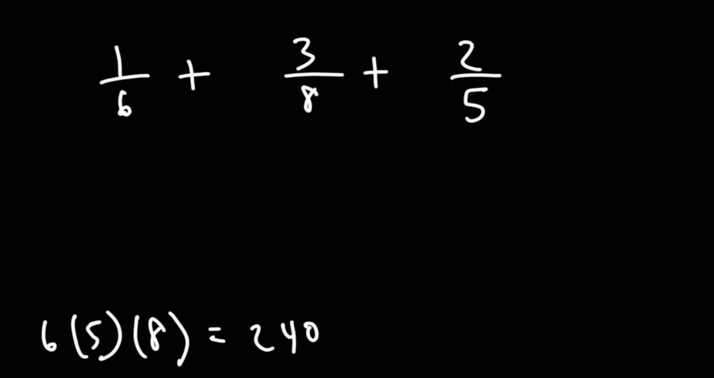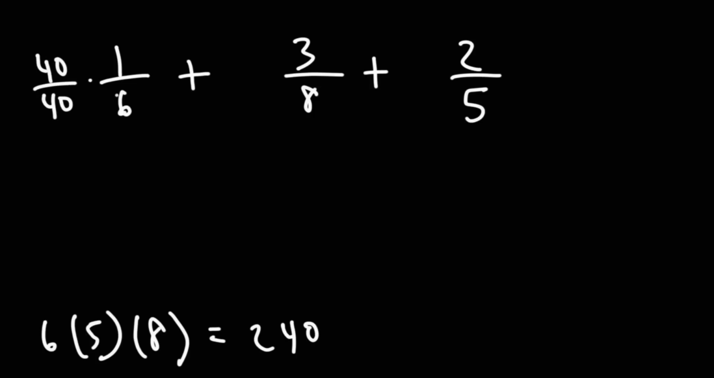So 240 is a common denominator, but it may not be the least common denominator. But nevertheless, we could still work with it. So I'm going to use the same technique as I did before. The first fraction, I'm going to multiply it by the denominators of the other two fractions. So 5 times 8 is 40, so I'm going to multiply by 40 over 40.